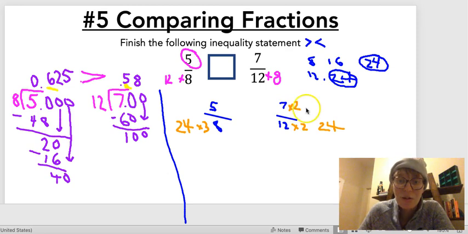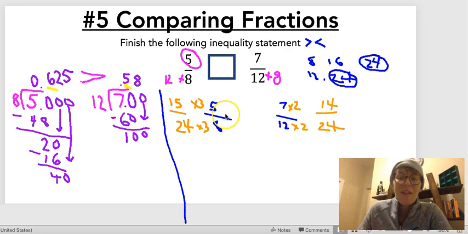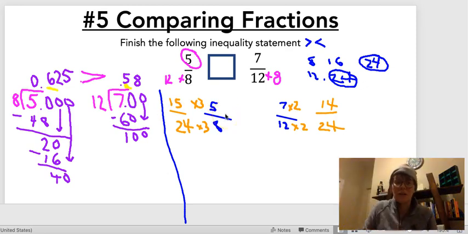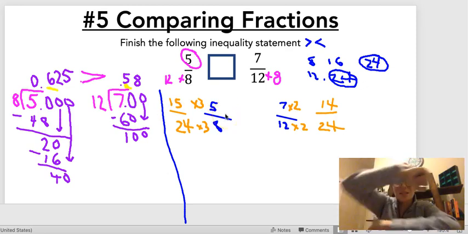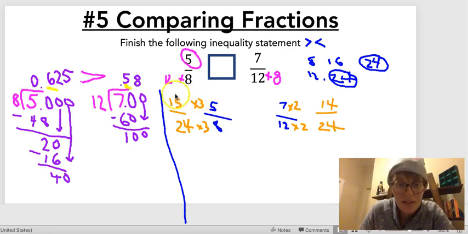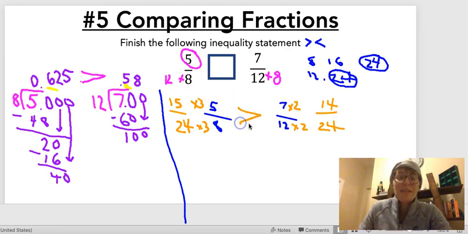So I'm going to times this by 2, which would be 14, and times this by 3, which would make this 15. So 5/8 is equivalent to 15/24. 7/12 is equivalent to 14/24. This one's 1/24 larger, so 2 dots for him, 1 dot for him, and then make that greater than.